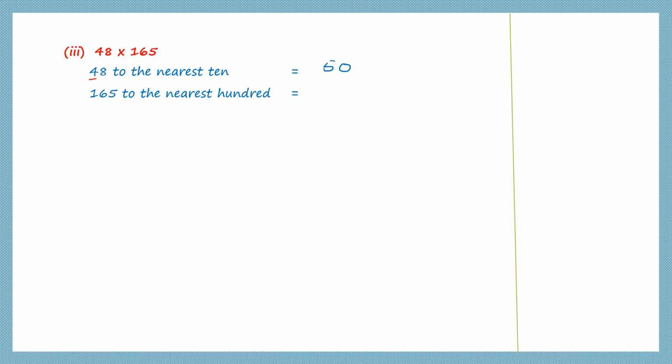The next number has to be rounded off to the nearest 100. In the hundreds place we have 1. To its right we have 6, which is more than 5. So 1 will change to 2, and then we have 2 zeros.